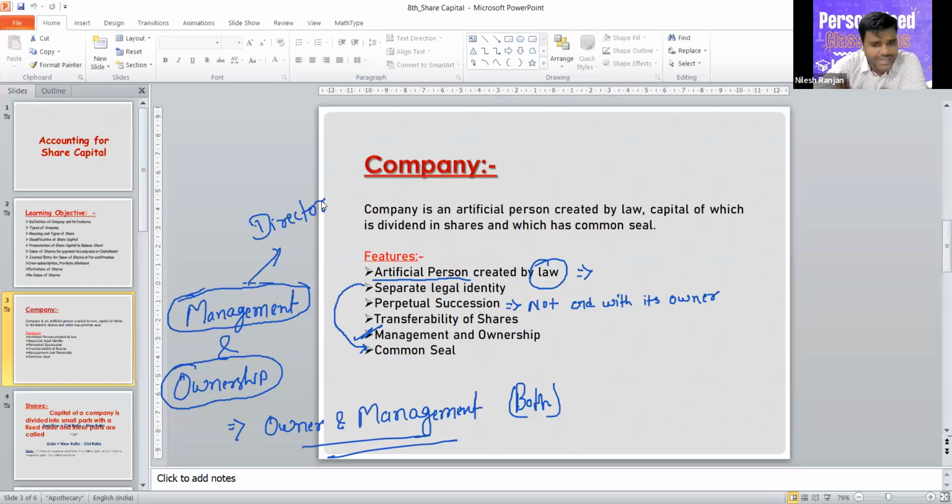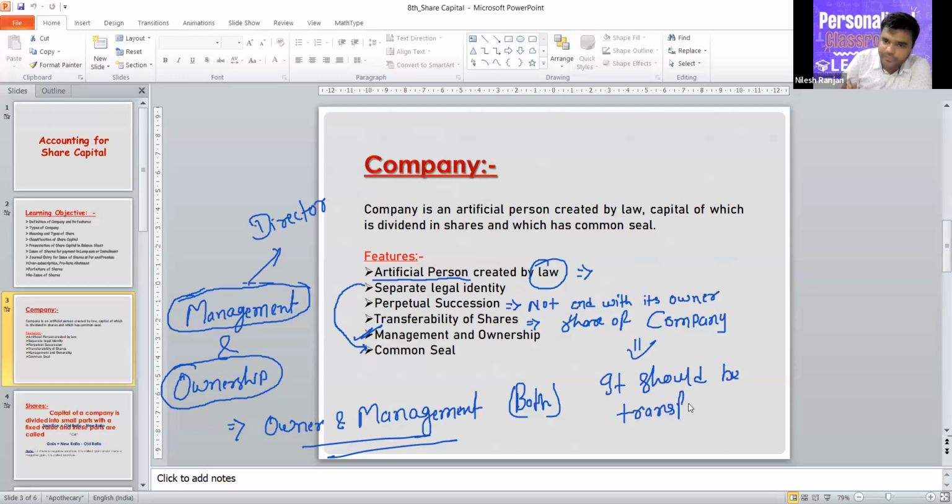We will discuss the types of company in the next class, or maybe in this class. So transferability of shares means that the share of a company can be transferred to someone else. It should be transferable. There is no restriction on transferability of shares. But there are two types of company: one is public company and the other is private company.